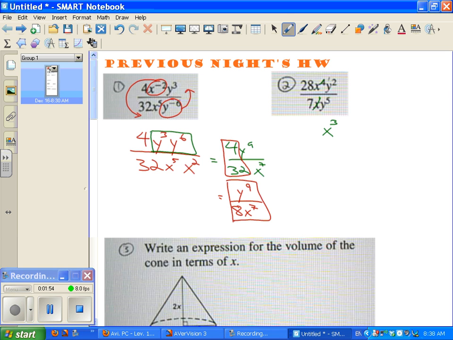How about y's? Where do I have more? On the bottom. How many more? 3. So I'm going to have y to the third down there because these two will cancel with 2 of those. All right, and then as far as my coefficients go, where will the 4 be? In the top. Okay, so it's really just a lot of canceling.